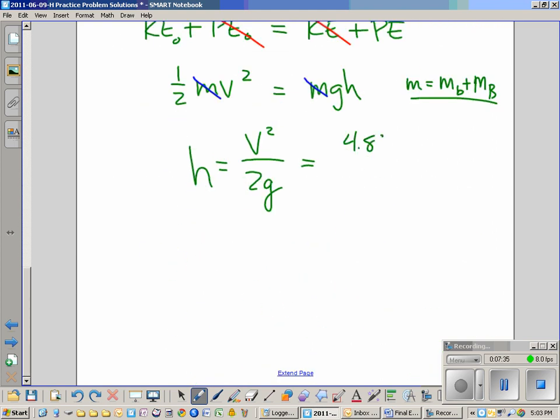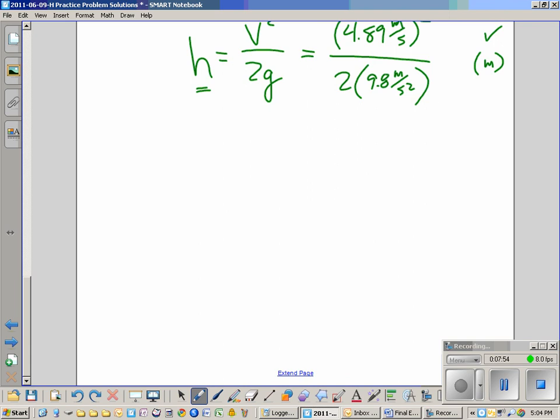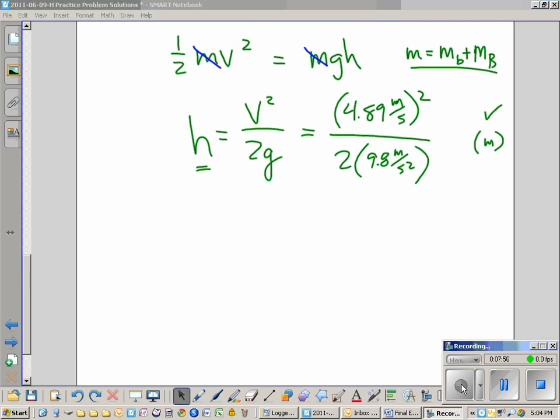4.89 meters per second, and we're going to square that. And 2g is going to be 2 times 9.8 meters per second squared. So we get meters squared per second squared divided by meters per second squared gives us meters. Okay, that's what we want because we're looking for a height. All right, so now we'll go ahead and crunch those numbers.